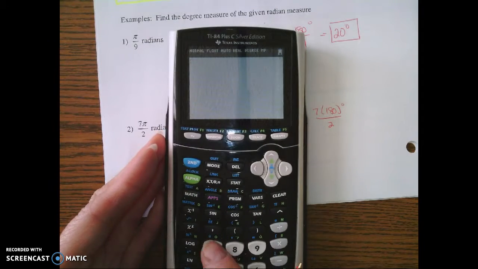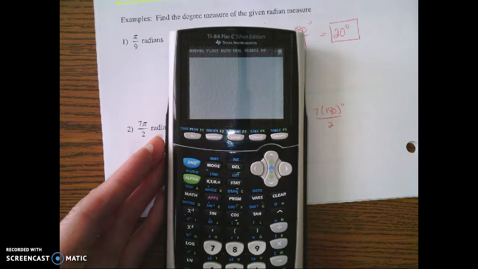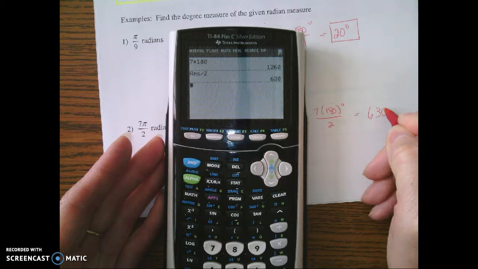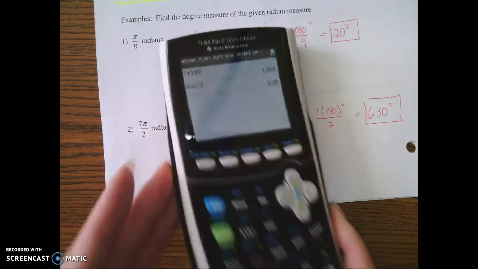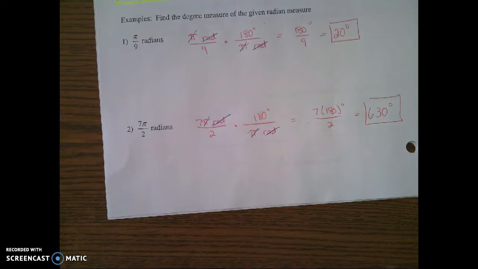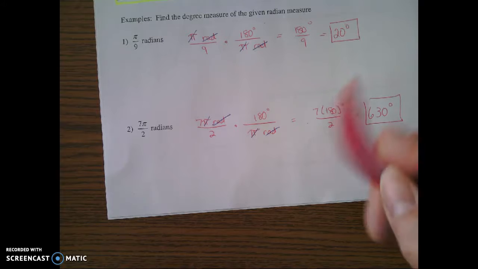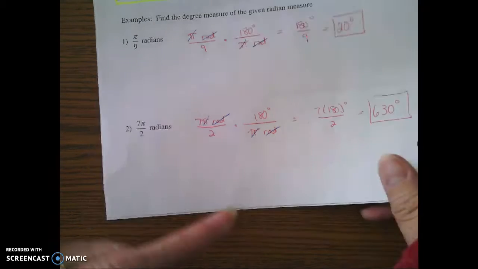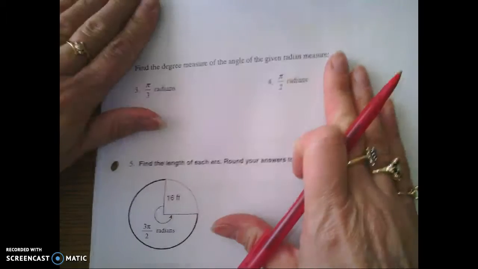So I'm going to go to the calculator. 7 times 180, divide that by 2. So that turns out to be 630 degrees. You are going around a circle more than once, because there's 360 degrees around the circle once. So you're going around more than once. That's what that represents. So this is how you do it.